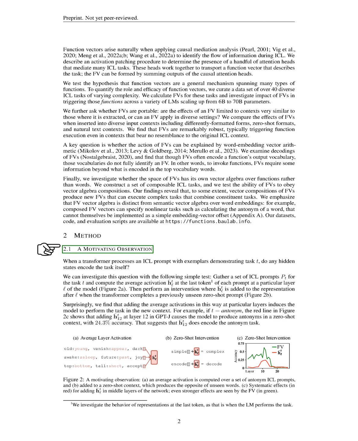We also present a motivating observation. When a transformer processes an ICL prompt with exemplars demonstrating a task, do any hidden states encode the task itself? We find that adding the average activations at particular layers induces the model to perform the task in the new context. For example, if the task is to find the antonym, adding the average activations at layer 12 in GPT-J causes the model to produce antonyms in a zero-shot context, with 24.3% accuracy. This suggests that the average activations at layer 12 do encode the antonym task.